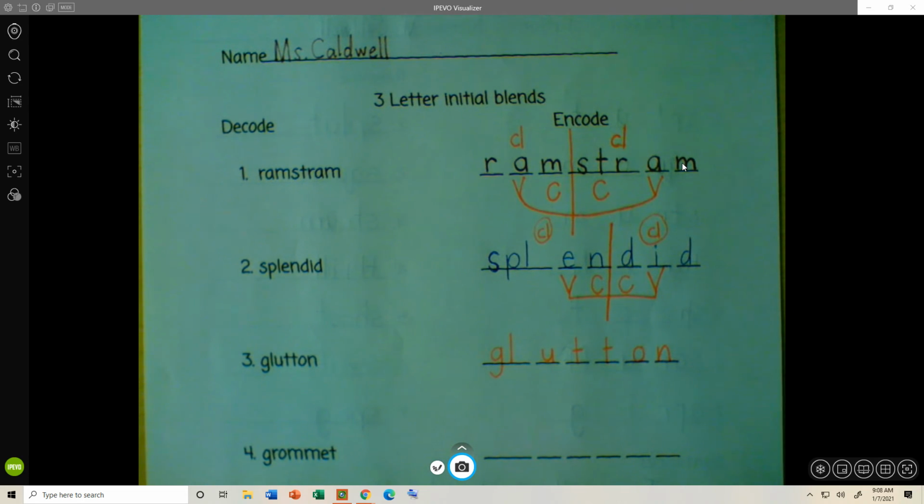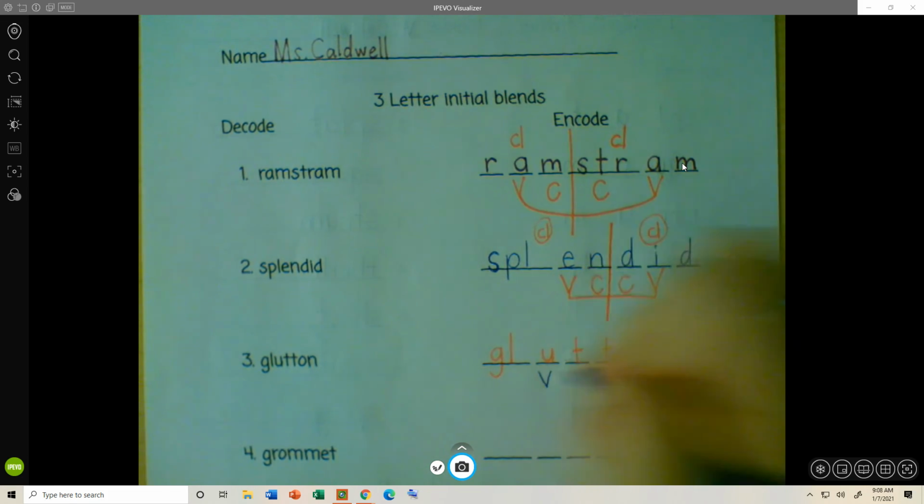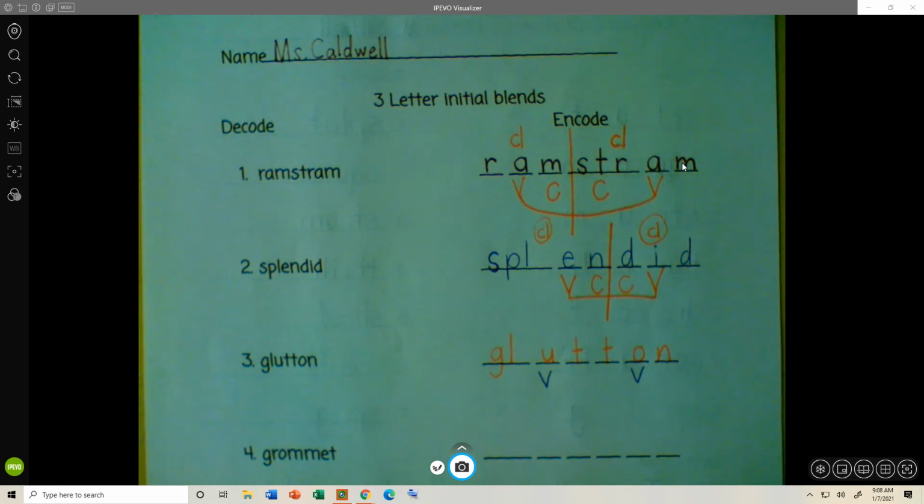Okay. And my first step is to find the vowels in this word. Somebody find the vowels in this word. We got the same people participating. Let's see if we can get some other friends. Corinne. U and O. Good, Corinne. We have U and we have O. Okay. I'm going to make my boat.